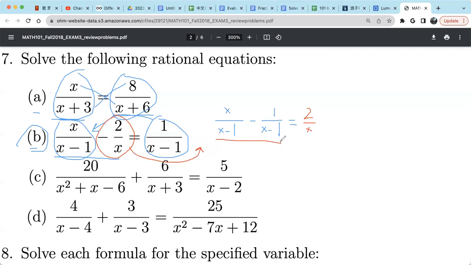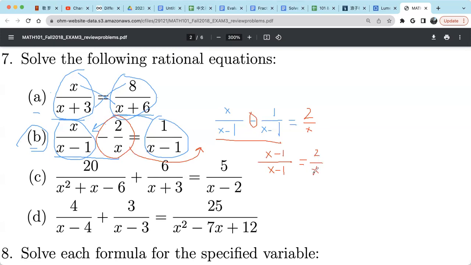So this one has common denominators, so I just perform the operation with the numerators. The numerator is x minus 1, right? Minus is from here. Then the denominator is also x minus 1, which is just 1, right? Something divided by itself is just 1. So that equals 2 over x.